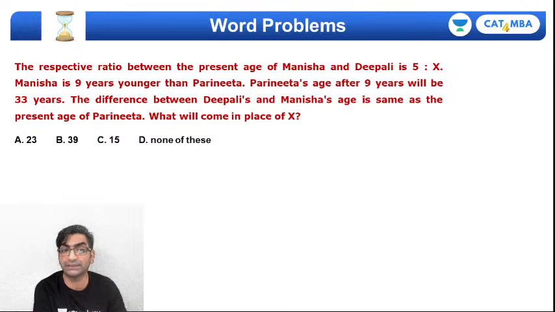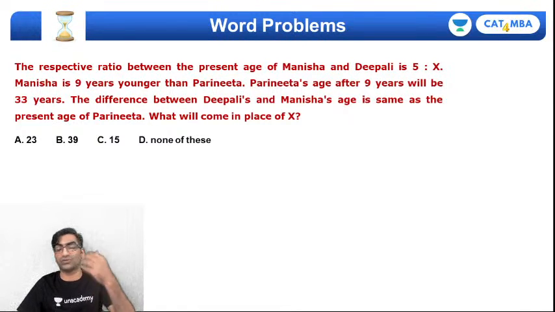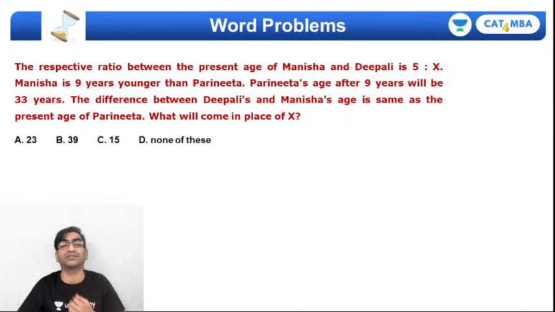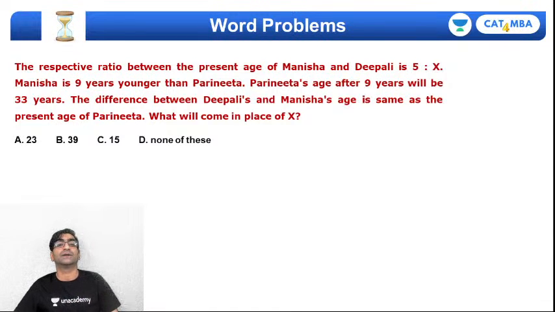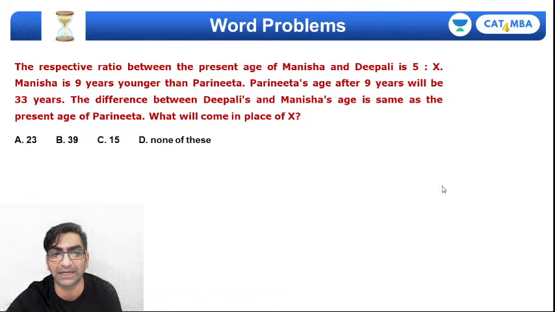Okay, here's another question. Now that we've looked at ratio problems, let's look at some word problems, right? Like linear equation problems involving ratios. Respective ratio between present age of Manisha and Dipali, 5:x. Manisha is 9 years younger than Parinita, okay? And Parinita's age after 9 years. We can start with this statement, right?